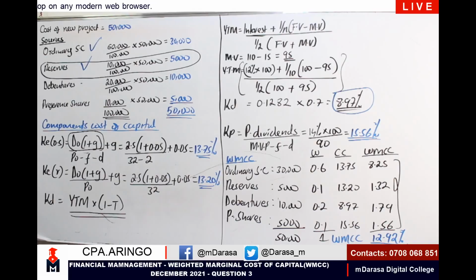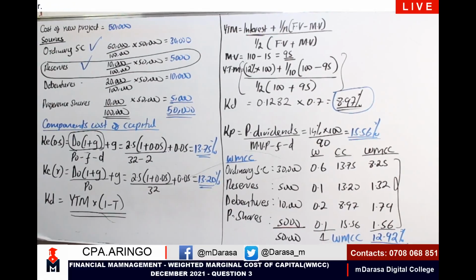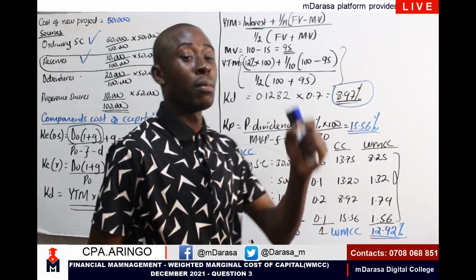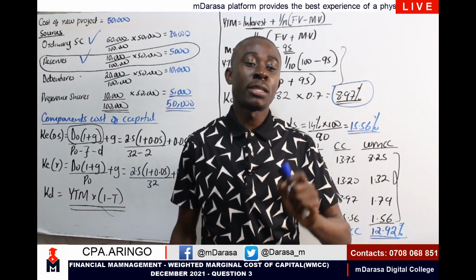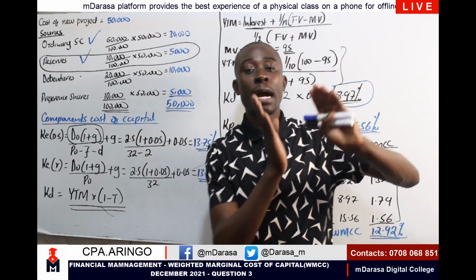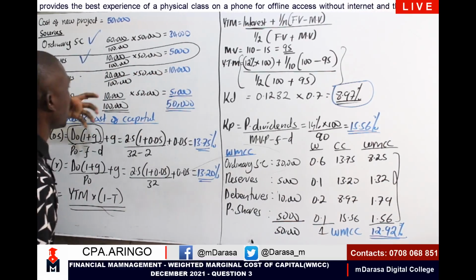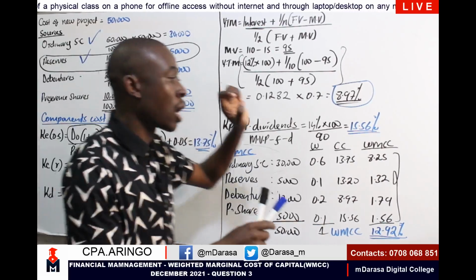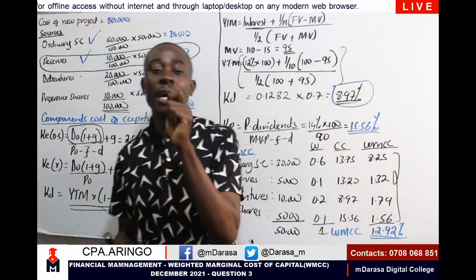If you clearly followed the procedure that Mwalimu has given us from the word go, your problem with WMCC is over. The next class, I'll want us to handle the concept of WMCC where we are introducing a new source. Say, for example, assuming we didn't have preference shares, our existing capital structure was only of the three sources. But right now, maybe I am introducing a new source of capital, for example preference shares. I want us to look at that concept in our next class.